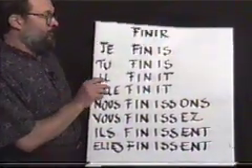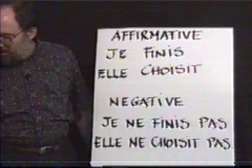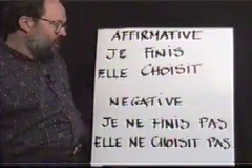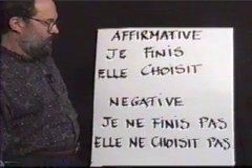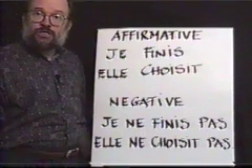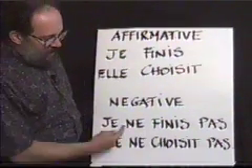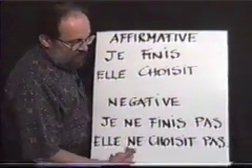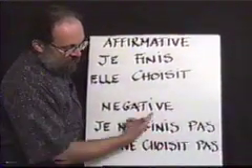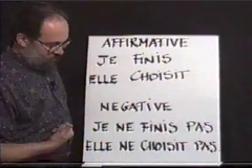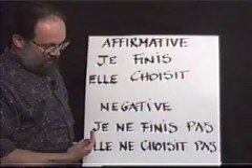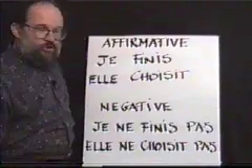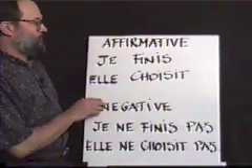Okay? Now, if I use this verb such as finir affirmatively, I would say je finis, I finish. Elle choisit, she chooses. And by introducing the ne pas around the conjugated verb, I have a negative construction. Je ne finis pas. I do not finish. Elle ne choisit pas. She does not choose.